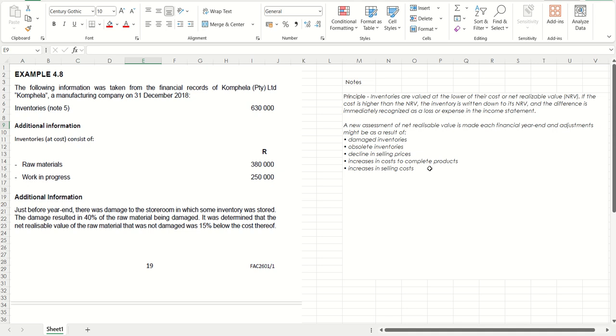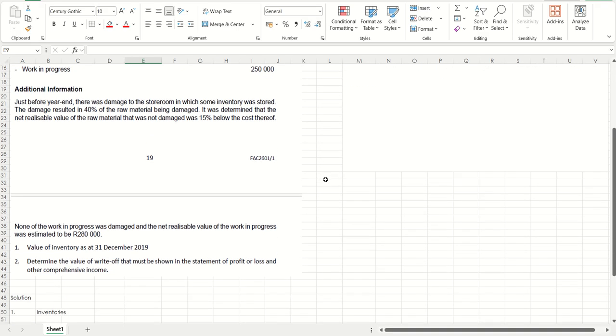Hey guys, we'll be doing example 4.8 from the study guide under learning unit 4. Typically when you start with the question, you start with the required of the question to see what it is that you have to do. So we have to value the inventory as at 31 December 2019, and we also have to determine the value of the write-off that must be shown in the statement of profit or loss and other comprehensive income.